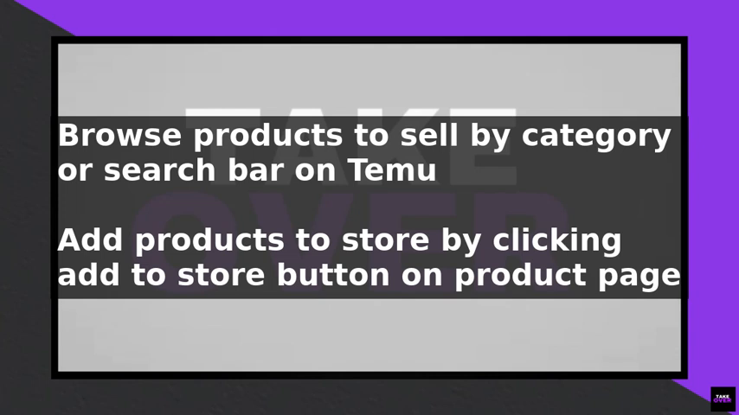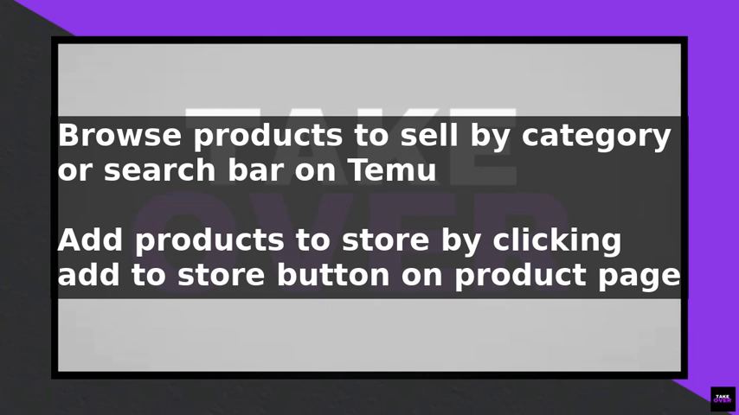To start selling, you need to promote your products. Temu allows you to share your products on social media platforms such as Facebook and Instagram. You can also use paid advertising options such as Google Ads or Facebook Ads to reach a wider audience.